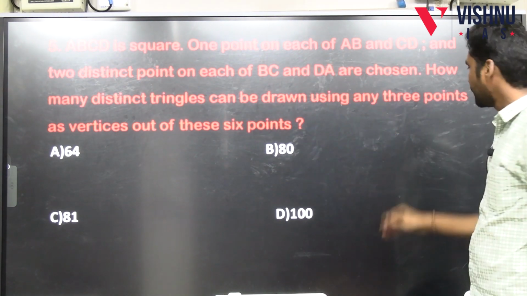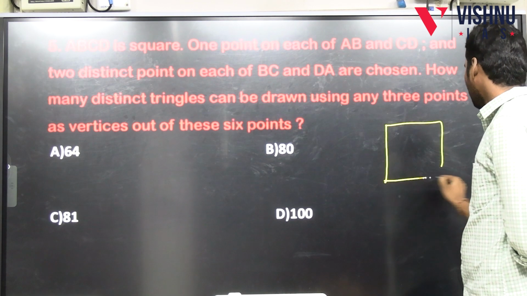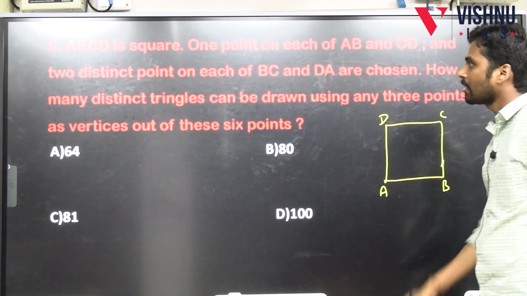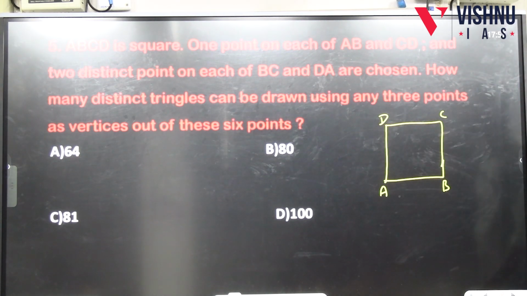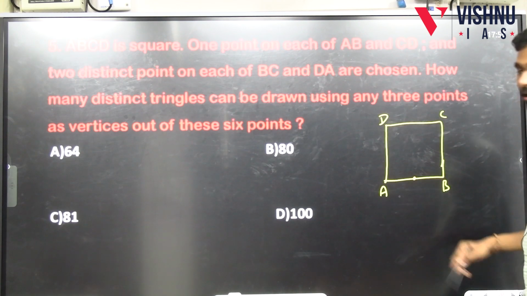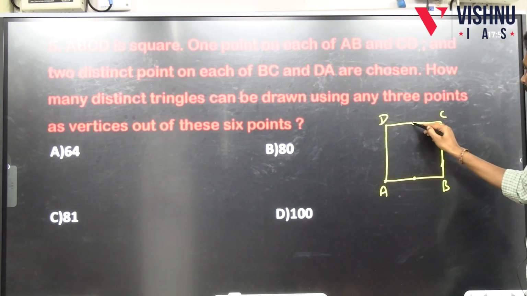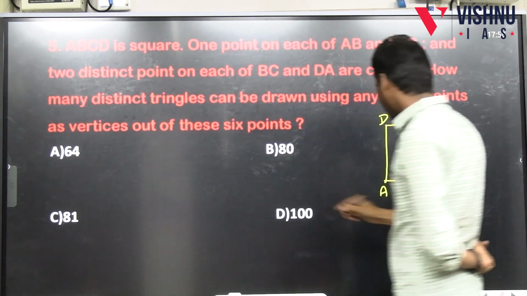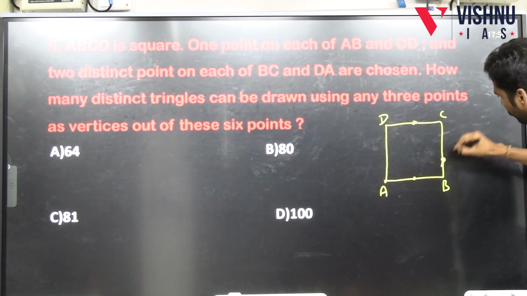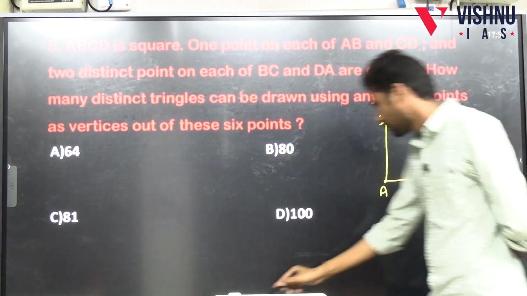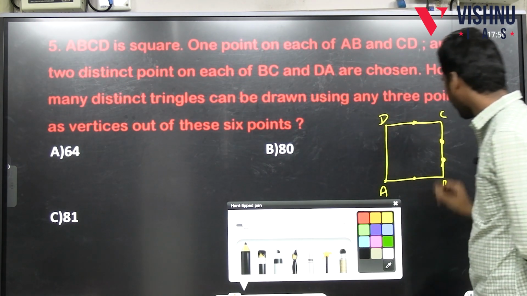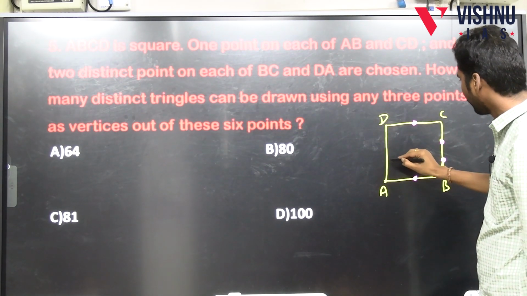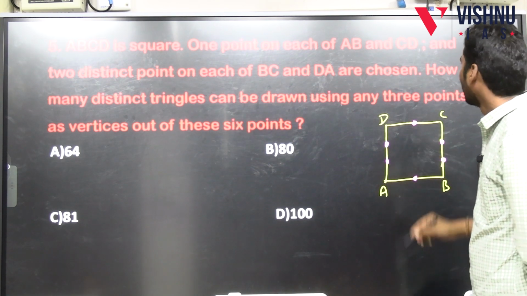First we'll understand the question. ABCD is a square. There is a square. The square is ABCD. 1 point on each of AB and CD. So if you choose 1 point on AB, let's say that this is the point, and on CD, let's make this as another point, and two distinct points on each of BC and DA. From BC, if you take out the 2 points, let's say 2 points, I mark with a different color. Okay. And also from AD, if you choose it in this way, chosen.